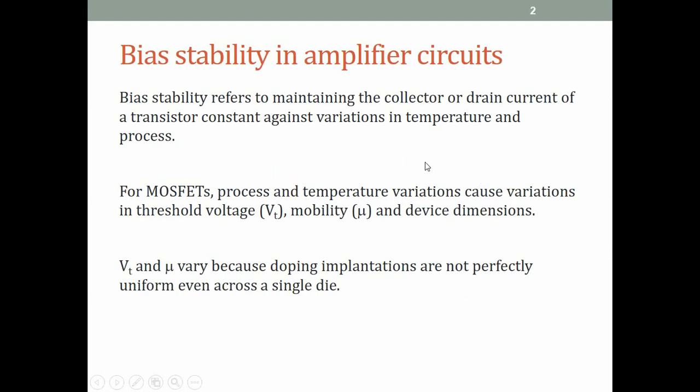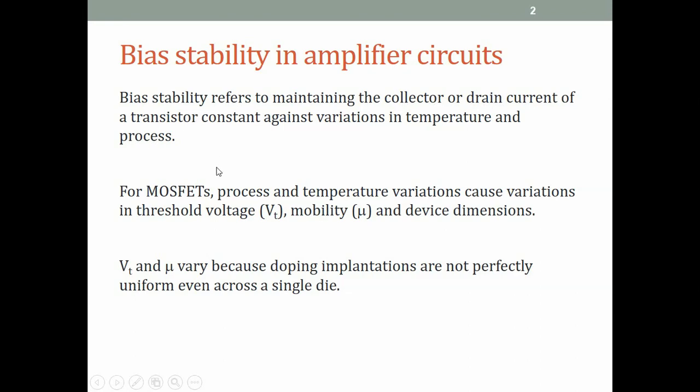As you know, bias stability in amplifiers refers to maintaining the collector or drain current, depending on bipolar or MOSFET, of a transistor constant. So you want to maintain the drain current or collector current constant when temperature and process vary. Alright, so you're familiar with this concept, I'm sure.